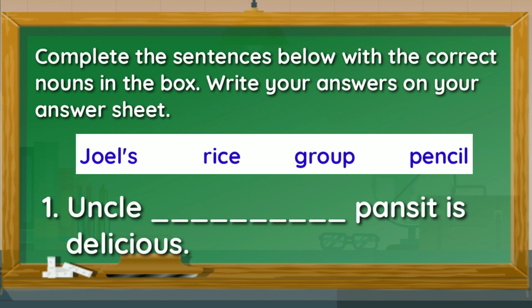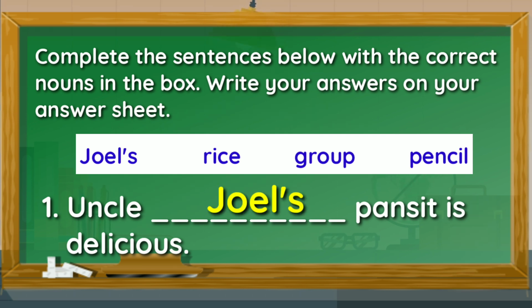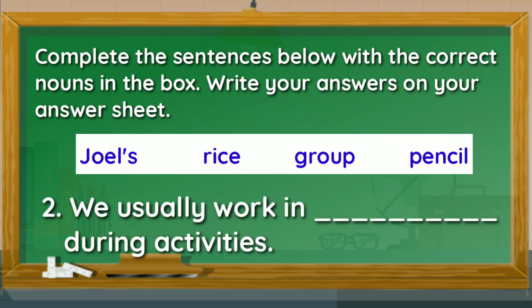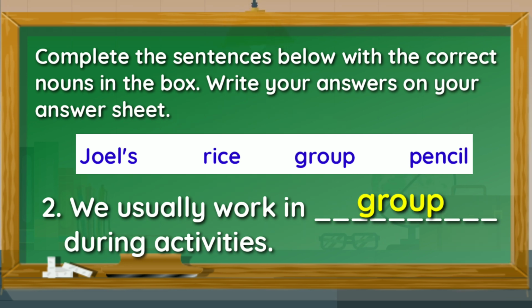Number 1. Uncle Joel's pancit is delicious. What is your answer? Great! Joel's is the correct answer. Number 2. We usually work in blank during activities. What do you think is the answer? Good job! The correct answer is group.